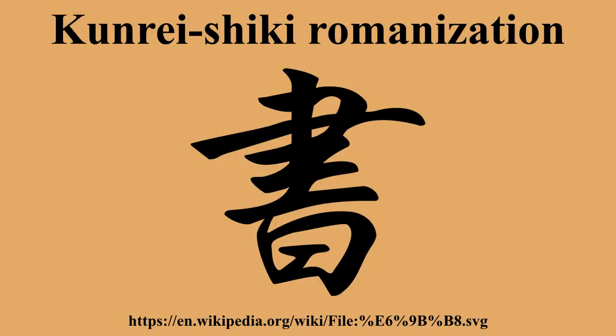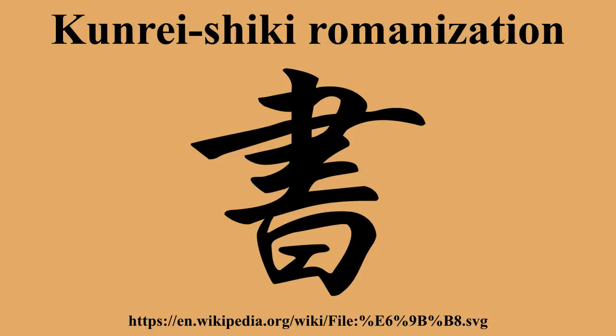Kunreisiki spellings of kana. Notes. Characters in red are obsolete in modern Japanese. When he is used as a particle, it is written e, not he. When ha is used as a particle, it is written wa, not ha. Wo is only used as a particle, written o. Long vowels are indicated by a circumflex. For example, long o is written ô.